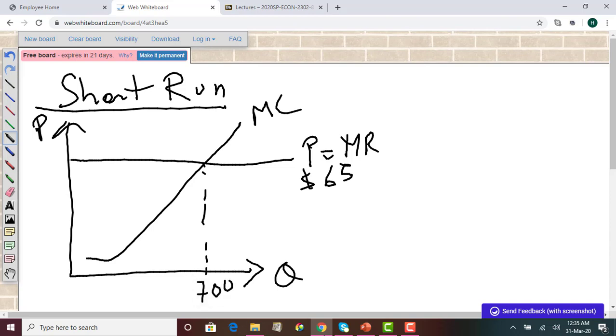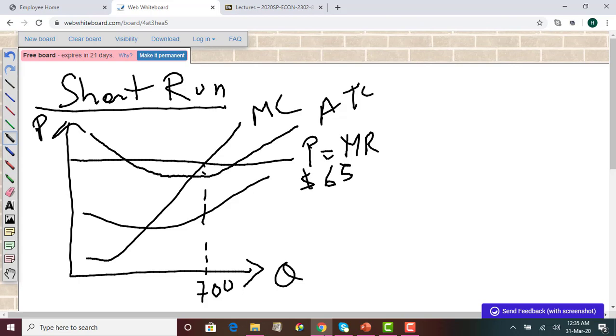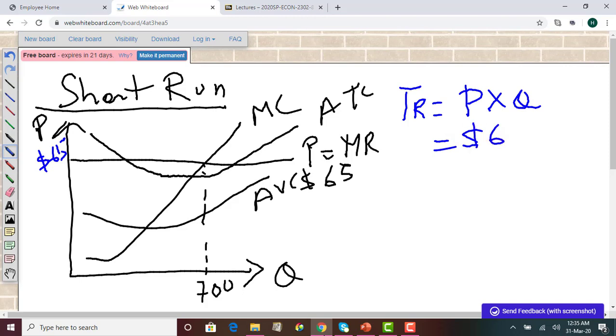Then we're also given your average variable cost curve and your average total cost curve. Let's say that's the average total cost curve, and this is your average variable cost curve. So we know the price is $65, and we know they are producing 700 units. In this case, what is my total revenue? Total revenue is price times quantity. My price is $65, my quantity is 700. So my total revenue is $45,500. That's my total revenue.